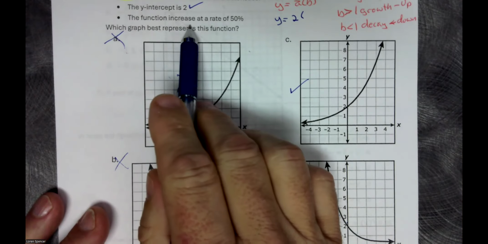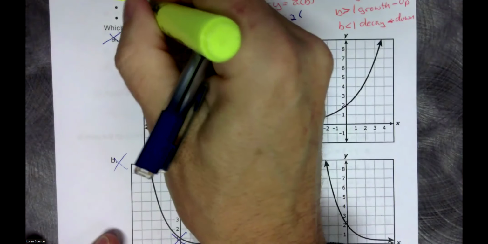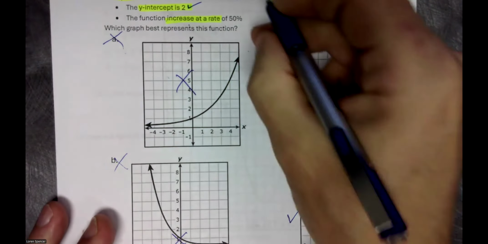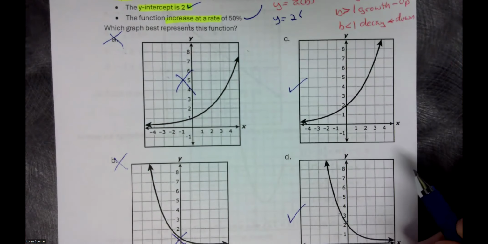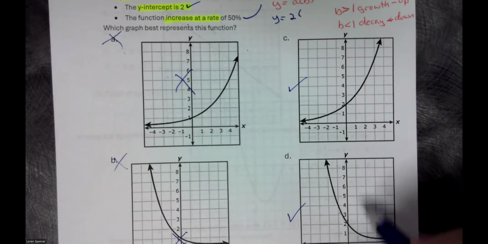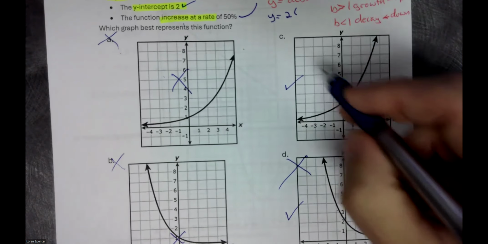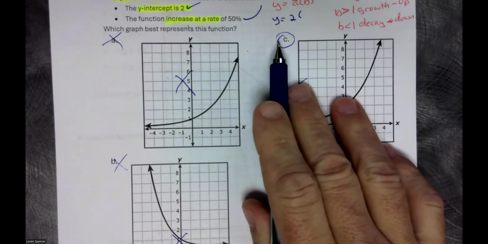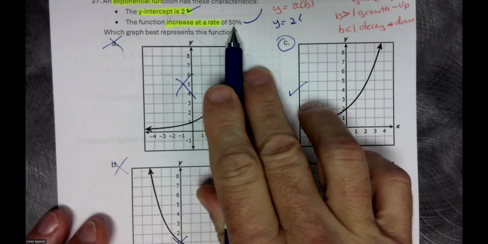The graph of the function increases. Hey, there's another key word. So we have the y-intercept is 2 and it increases. If it's increasing, that means it's going up. Well, this one's going down, so it's not this one. The one that's going up is C. Answer choice is C.